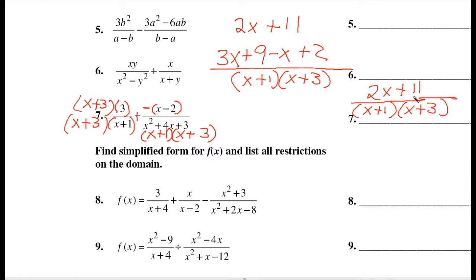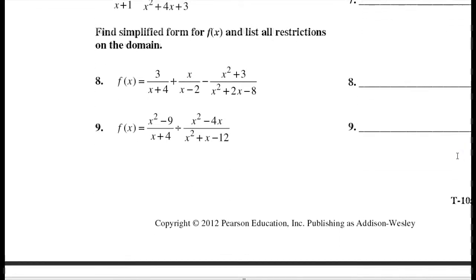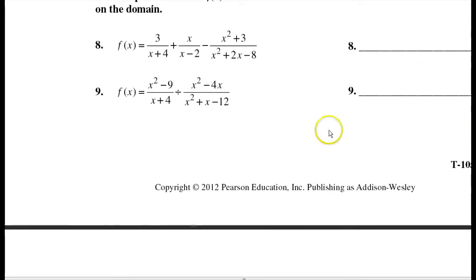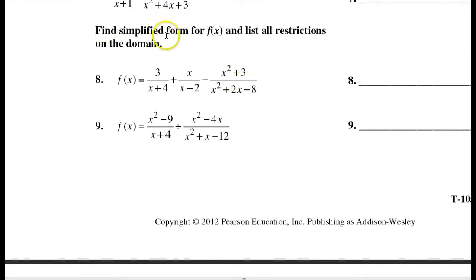Okay. So these were sort of the easy ones, but they showed us the sort of thing you need to have studied and worked on as you did your chapter 6. Let's move it up and we'll look at function, which they like to work with a lot. Now as you do that, they want you to simplify and list all restrictions on the domain.